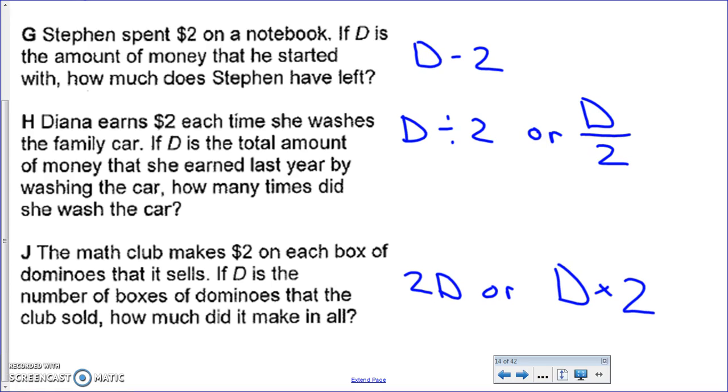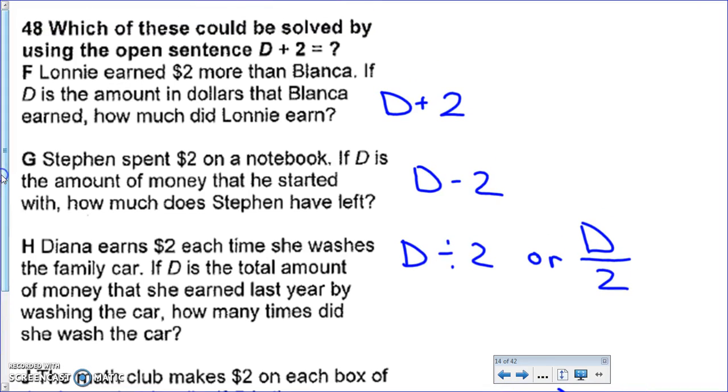So if we look through our 4 options here, we can see that F back at the top here is the one that can be solved using D plus 2. So that is our answer.